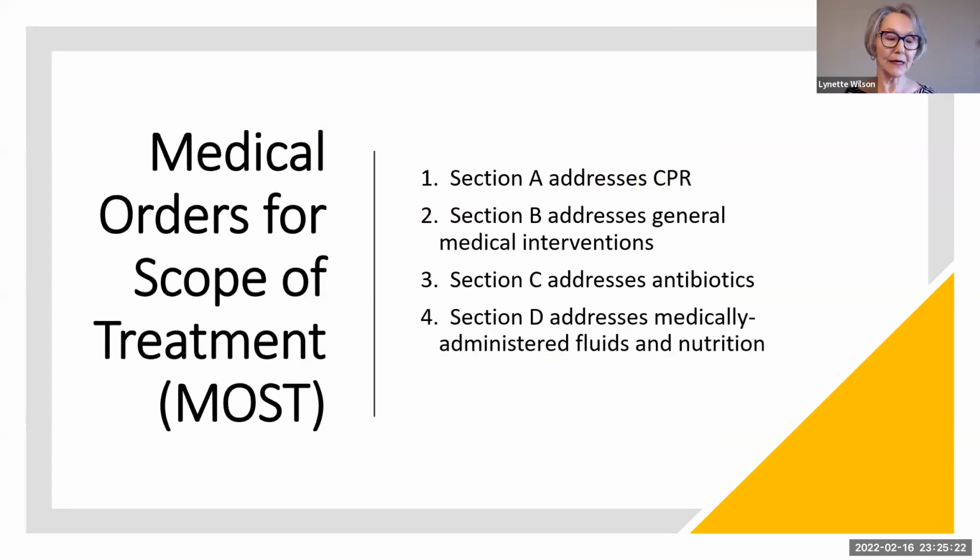Okay, I want to spend most of the time, though, talking about the MOST form. It's more comprehensive than the do not resuscitate order. It includes 4 sections. Section A addresses CPR. So that part is in some ways a duplicate of the do not resuscitate order. Section B addresses general medical interventions. Section C addresses the use of antibiotics, and Section D addresses medically administered fluids and nutrition. And we're going to talk about each of those sections in a little more detail.